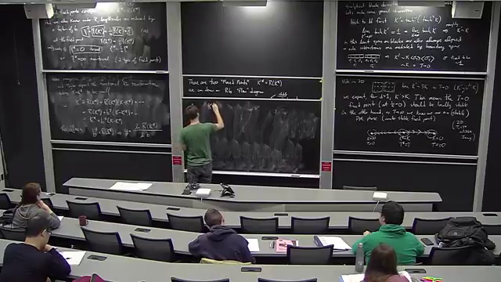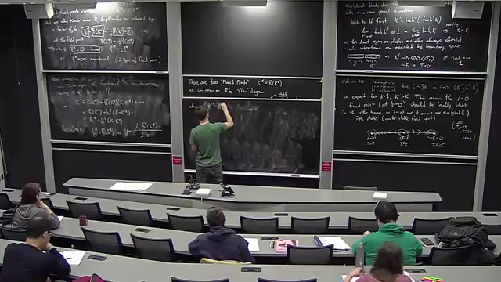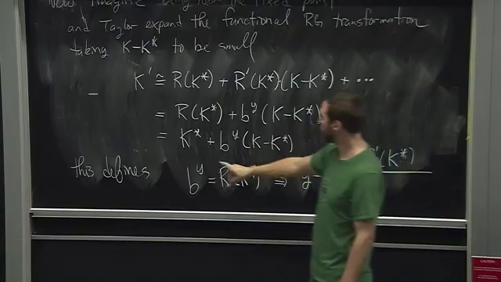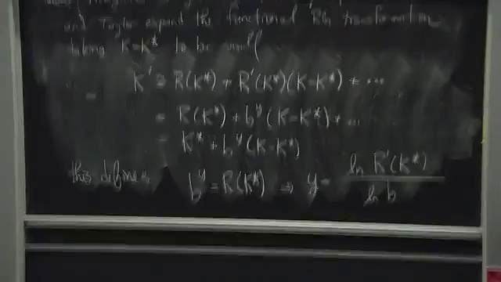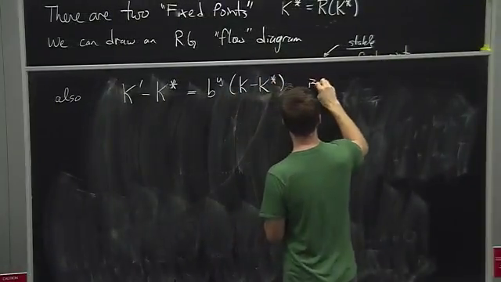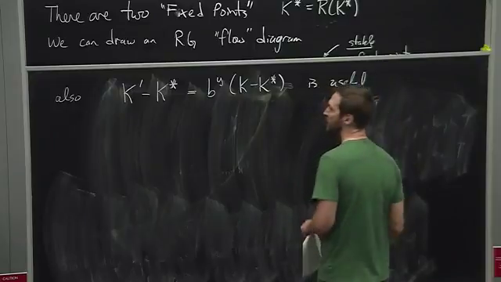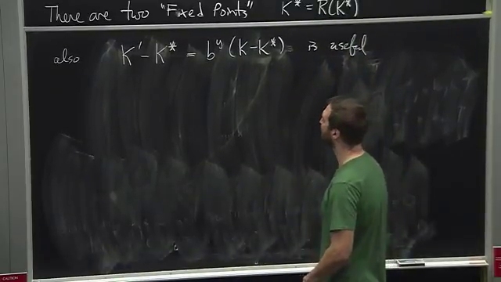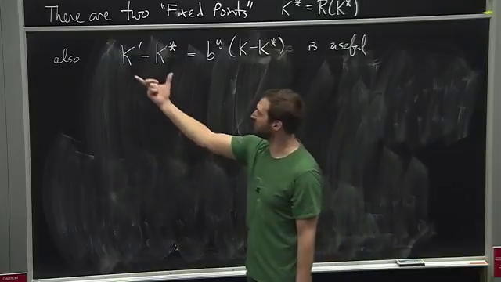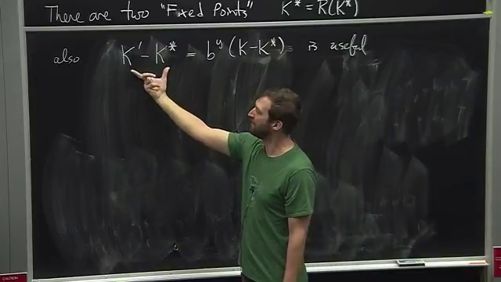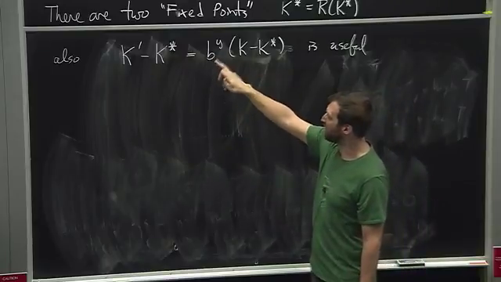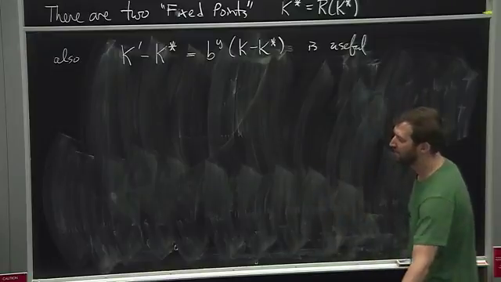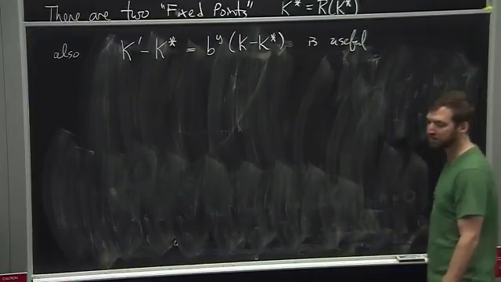Also, we'll probably use this again because I have K star here now. So K prime minus K star is just b to the y. This is probably the one that we'll use. So a small distance away from the fixed point is related to the distance at the next lower length scale by b to the y. It's like the scaling dimension of that transformation in the coupling. That's what y is.